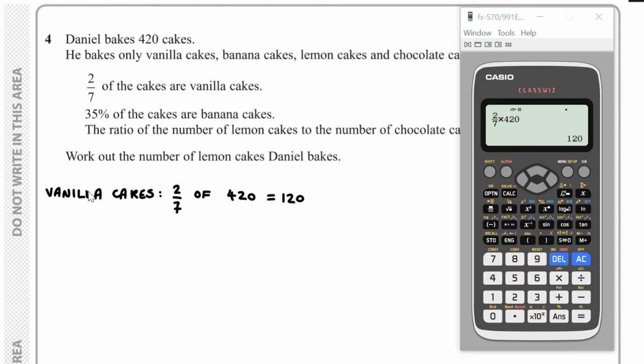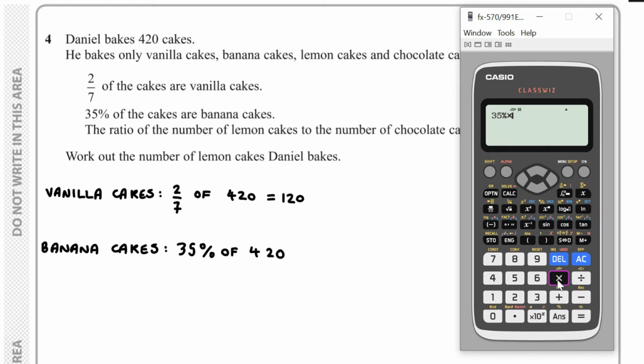And if we take a look at banana cakes, we've got 35% of the total amount of cakes being banana cakes. So we need to work out 35% of 420. So we've got 35% multiplied by 420. It turns out we get 147 banana cakes. So the number of vanilla cakes we have is 120. The number of banana cakes we have is 147.